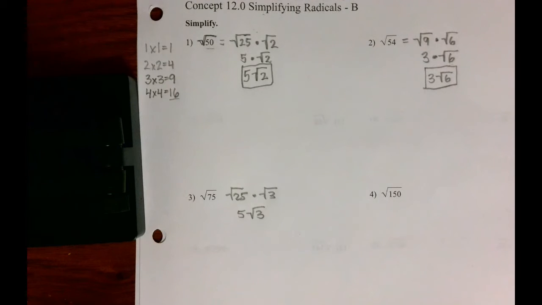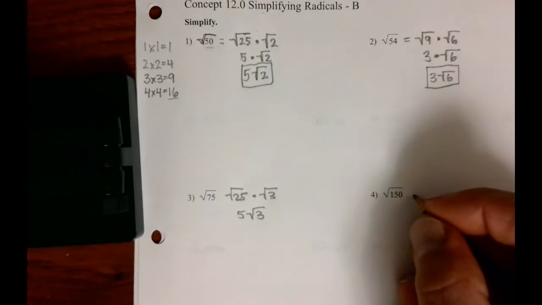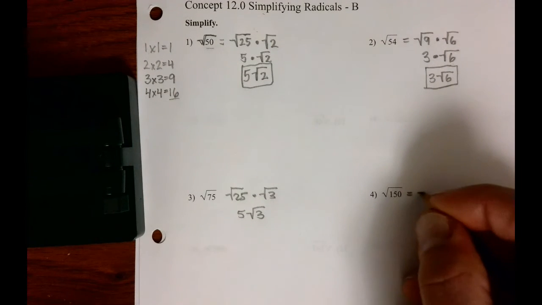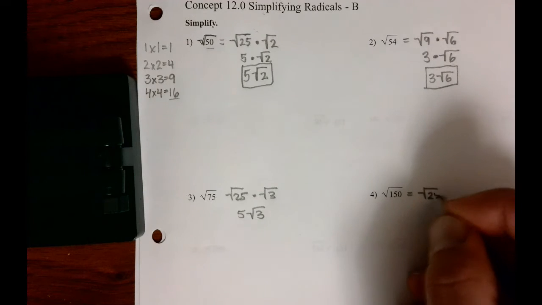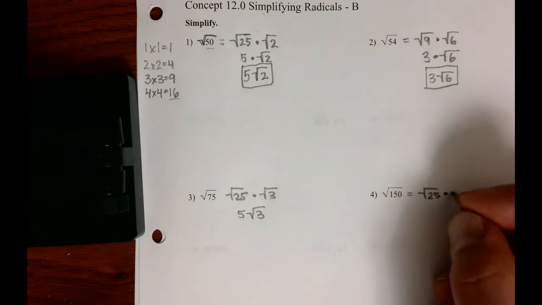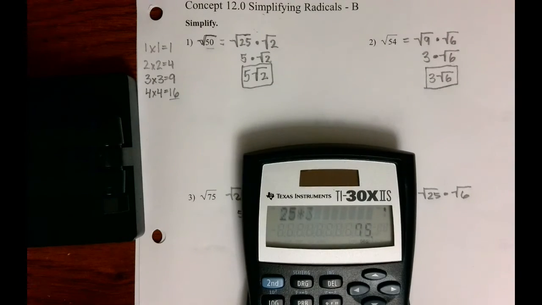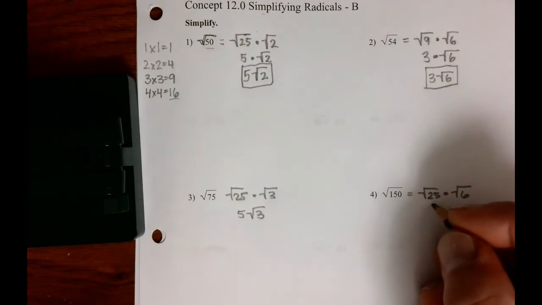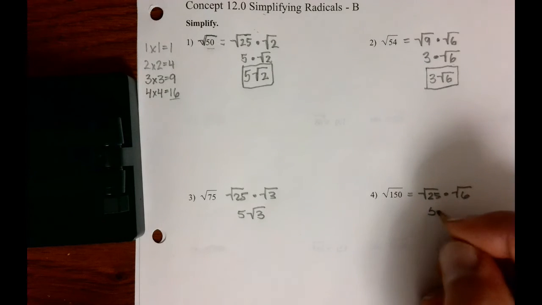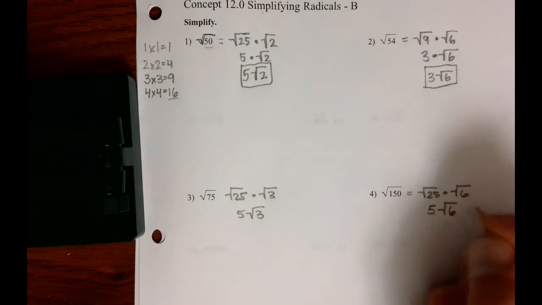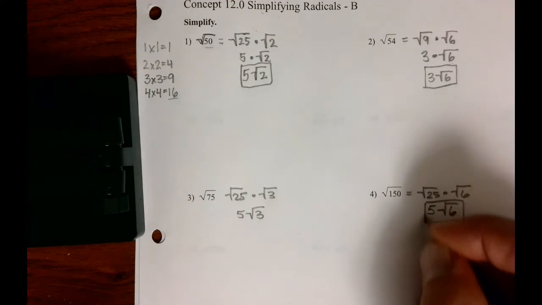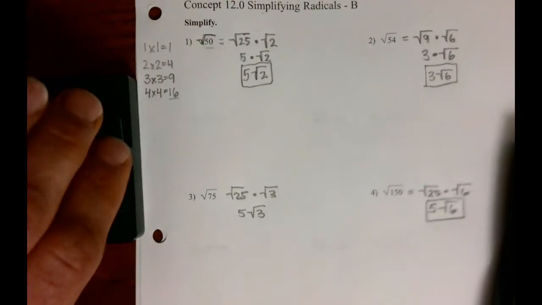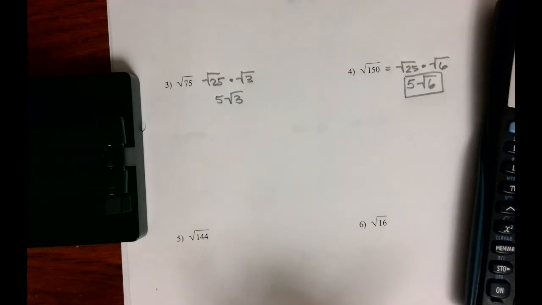Okay. And 150, I know I can divide that by 25 as well. And 25 times 6, let's check that. 25 times 6 equals 150. Okay, and the square root of 25 is equal to 5. So 5 root 6 is my answer there. So these can go pretty quickly once you know all those perfect squares.